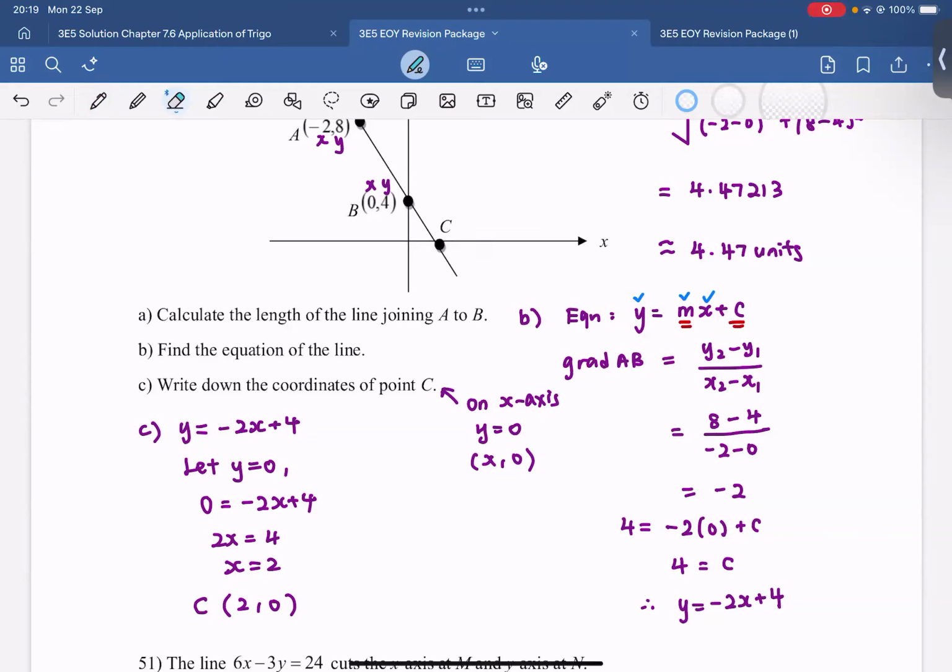Okay, so these are the 3 typical things that we test in coordinate geometry. Length, equation, gradient. So these are the very typical and simple ones. Any question? Good.